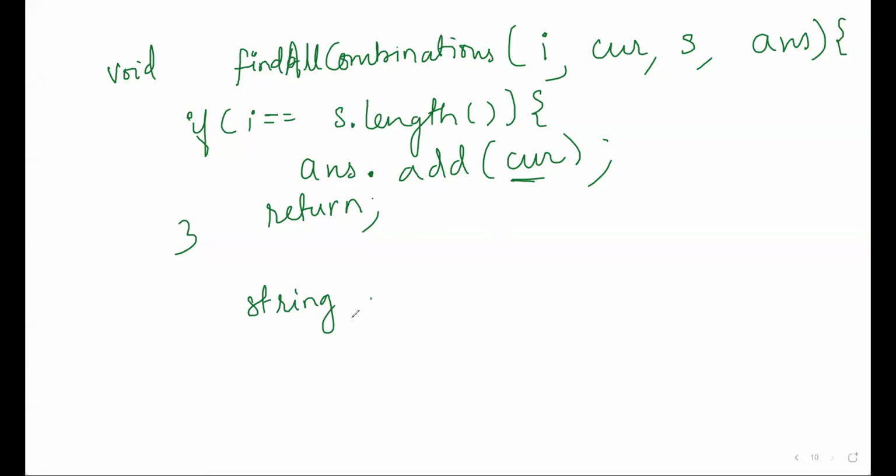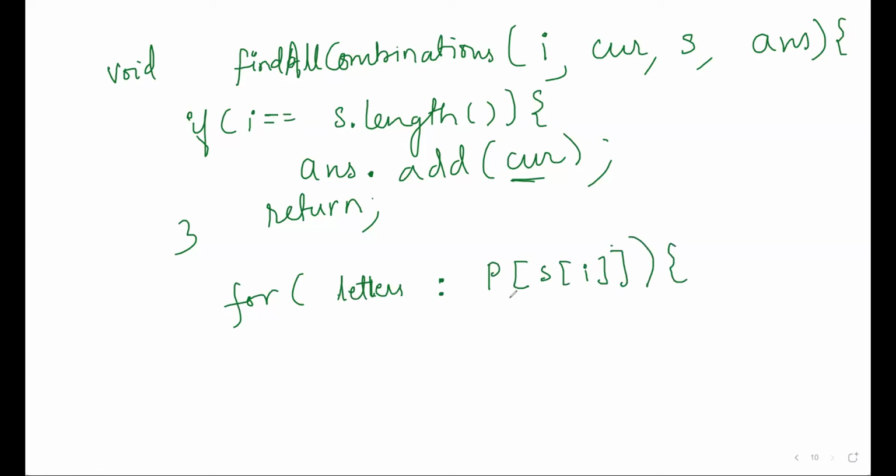I'll take nothing. Let us leave that. I'll go through all the characters of the current digit. So I'm going through all the letters of the current digit. Suppose my hash map is there, which is storing all those letters, and the hash map name is P. So I'm going through all the letters corresponding to this particular digit. S of I is going to be my digit.